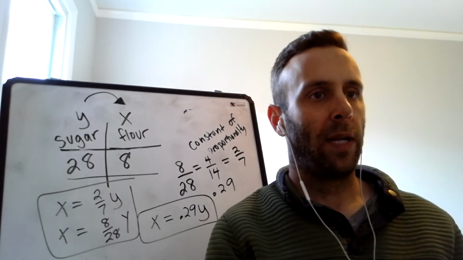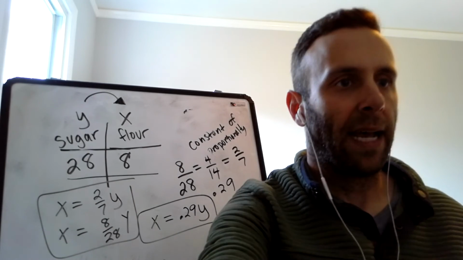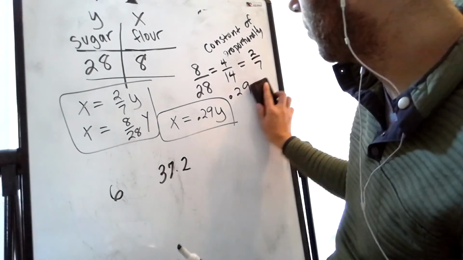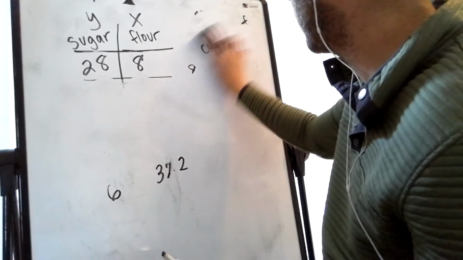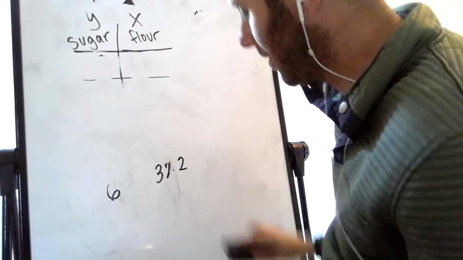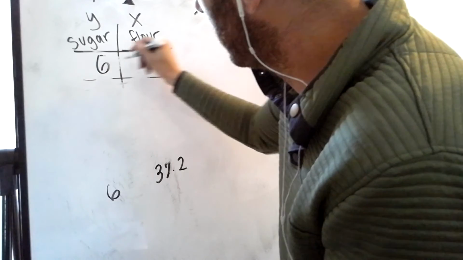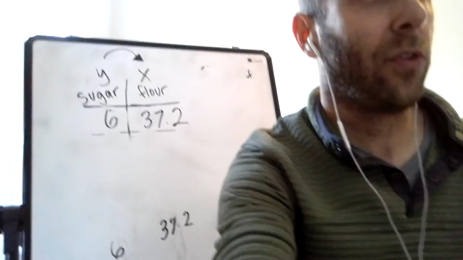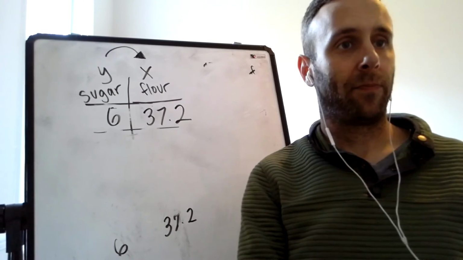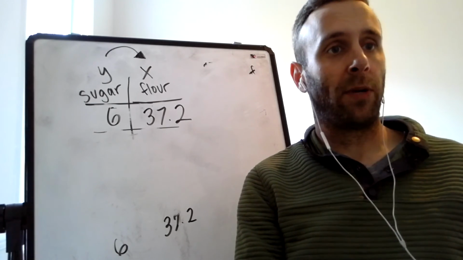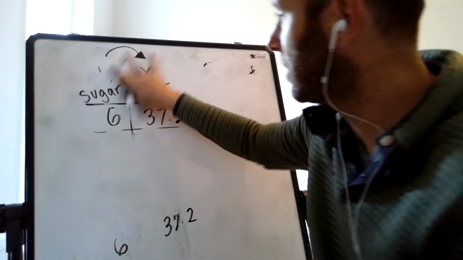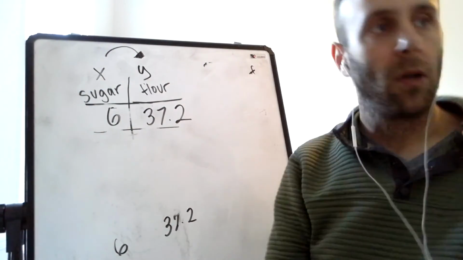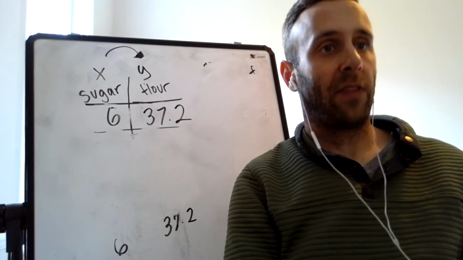Okay? So now what I want you to do is look at, we're going to ask you some questions based on a new set of numbers. So I'm going to bring these numbers up, but please feel free to review my video, rewind my video. But now we're going to say sugar is 6 and flour is 37.2. And I'm going to ask you a couple of questions about this one. So remember, at first, sugar is now back to X and flour is back to Y.